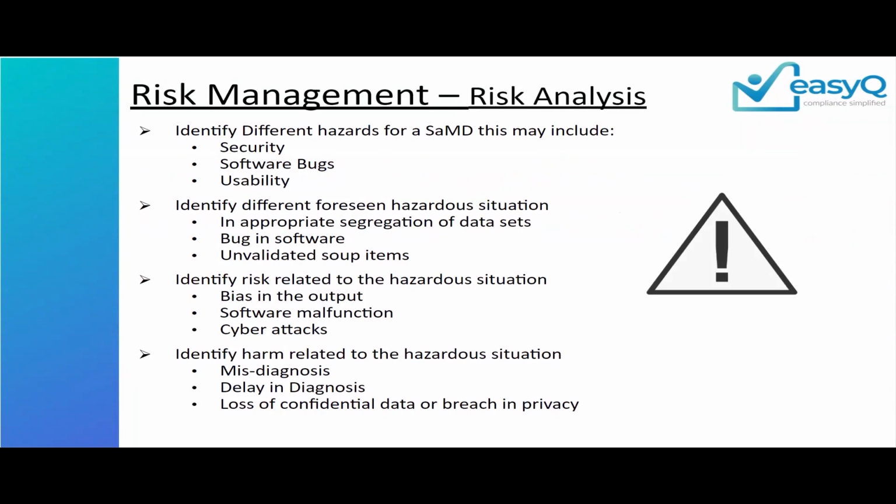Next comes risk analysis. Risk analysis, for me, I typically divide into four categories. For software also, you divide your risk analysis into the same four categories. First, you identify different hazards. What are hazards? Textbook definition: a hazard is nothing but a source of harm. But let's take some practical examples. For a software, what are the different hazards?